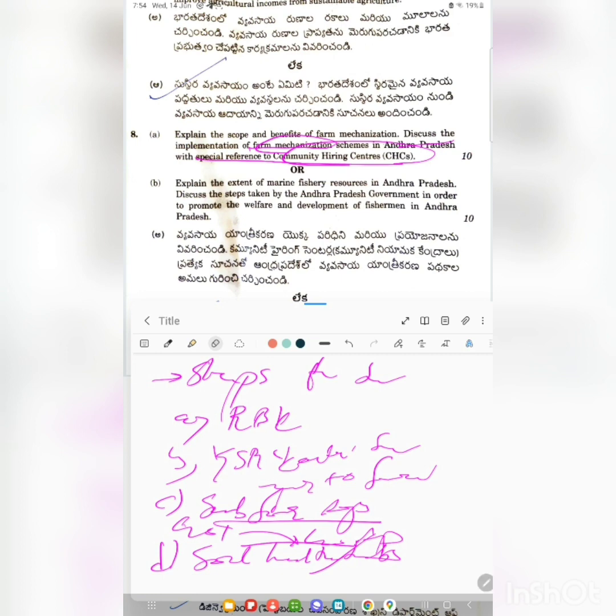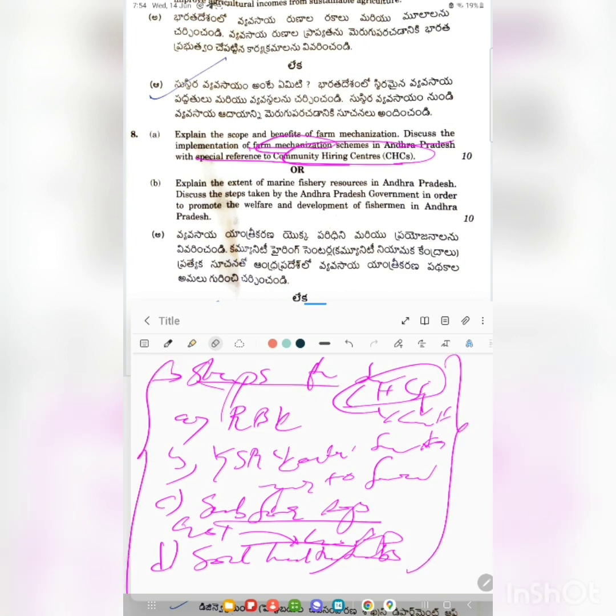And then with specific reference to custom hiring centers, which they asked about, you can just write under the YSR Yantra Seva scheme that community hiring centers are created which are attached to Raitu Bharosa Kendras, where farmers can get access to agricultural tools on the basis of credit. As simple as that. So basing on that, we can just write.